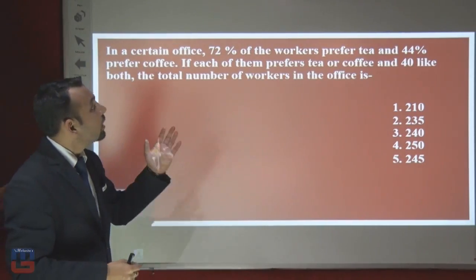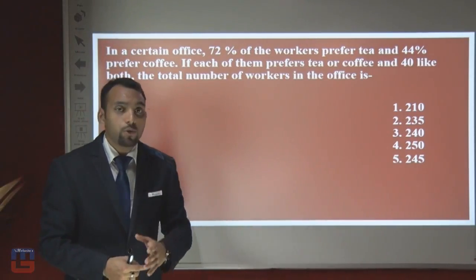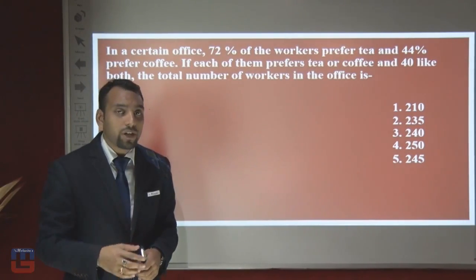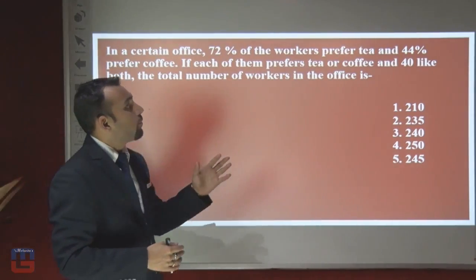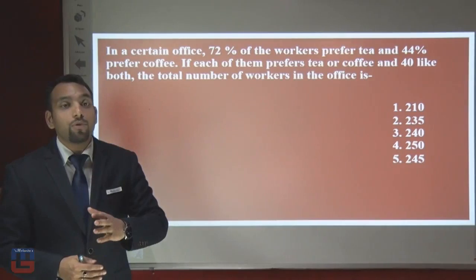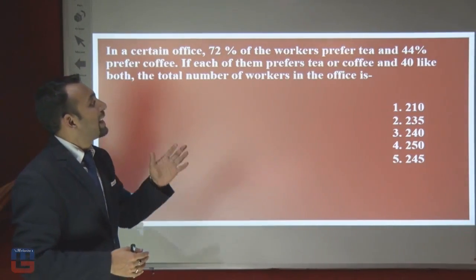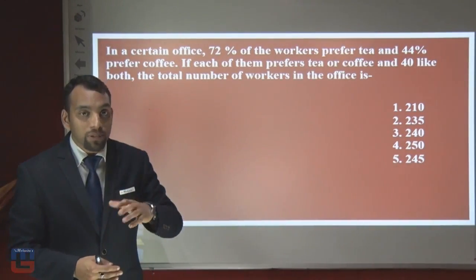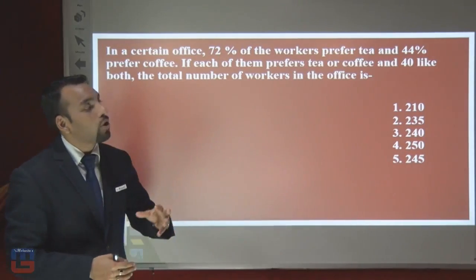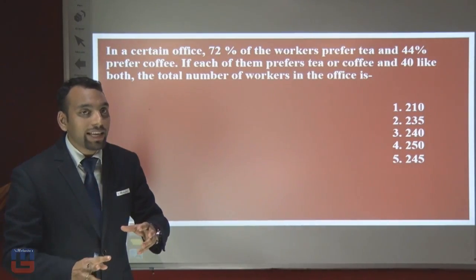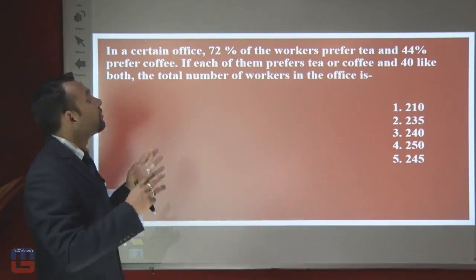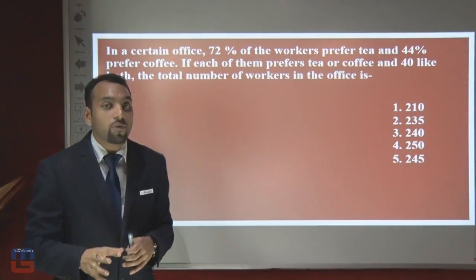Now see, in a certain office, 72% of the workers prefer tea and 44% prefer coffee. If each of them prefers tea or coffee and 40 like both, then what we have to find? The total number of workers in the office is.